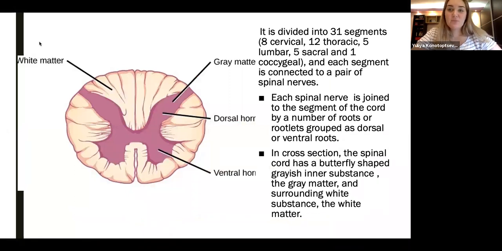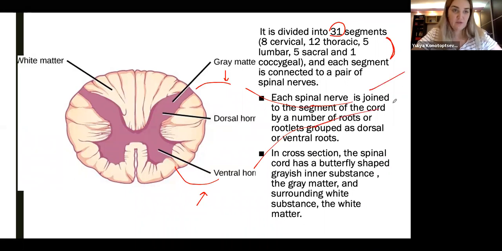Generally speaking, your spinal cord is divided into 31 segments. We have talked about it previously, right? You remember 8 cervical, 12 thoracic, 5 lumbar, 5 sacral, and 1 coccygeal segment. From these segments, we have roots coming out. We have the ventral root and the dorsal root. The two roots unite, creating a spinal nerve. The spinal nerve continues as the peripheral nerve, right? So that's a general distribution of the tissue here.